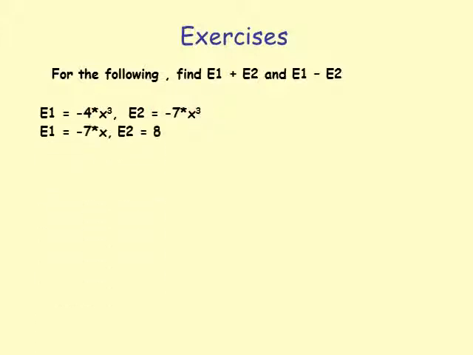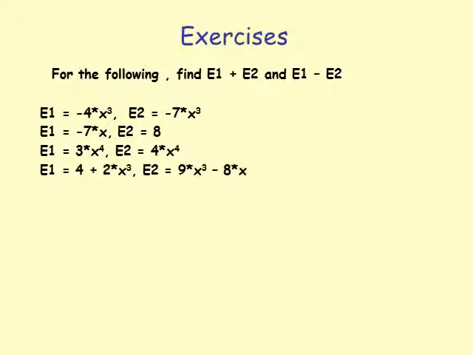Let's continue here. Now we get another one: E1 is minus 7x and E2 is 8, which is a constant. E1 has a flag value of 1 and E2 has a flag value of 0. Let's continue. Another one, E1 is 3 times x to the fourth, and E2 is 4 times x to the power of 4.